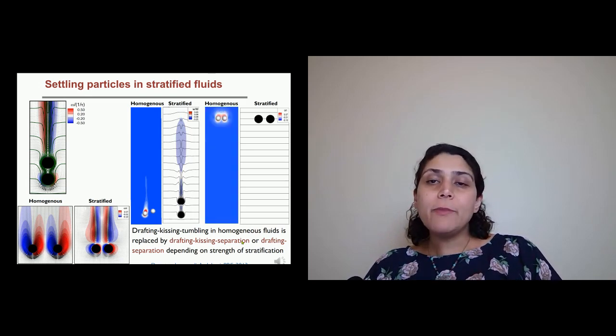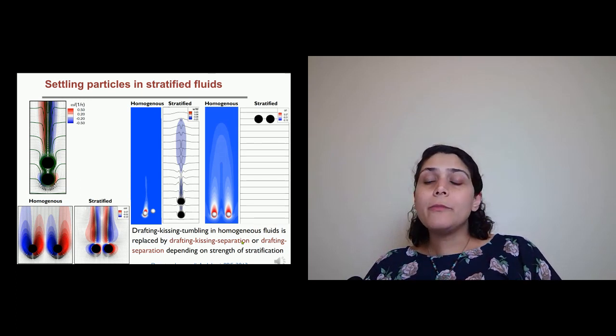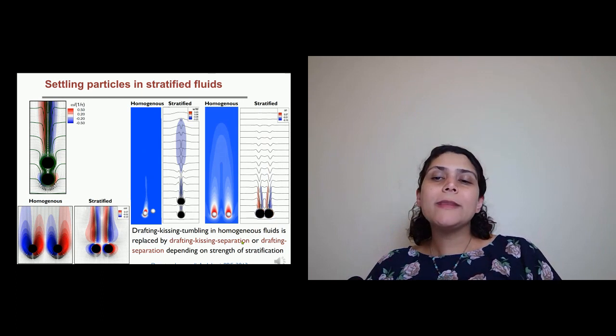For particles side by side, the vorticity of one particle is blocked by the presence of the other particle, so they are separated from each other. But in a stratified fluid, they move together. So initially they separate because of larger inertia, but when they slow down, they move together and aggregate.